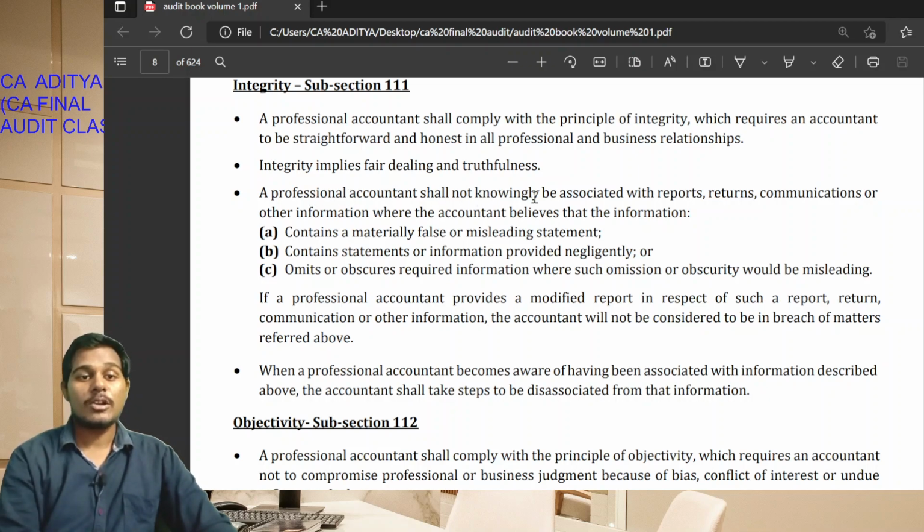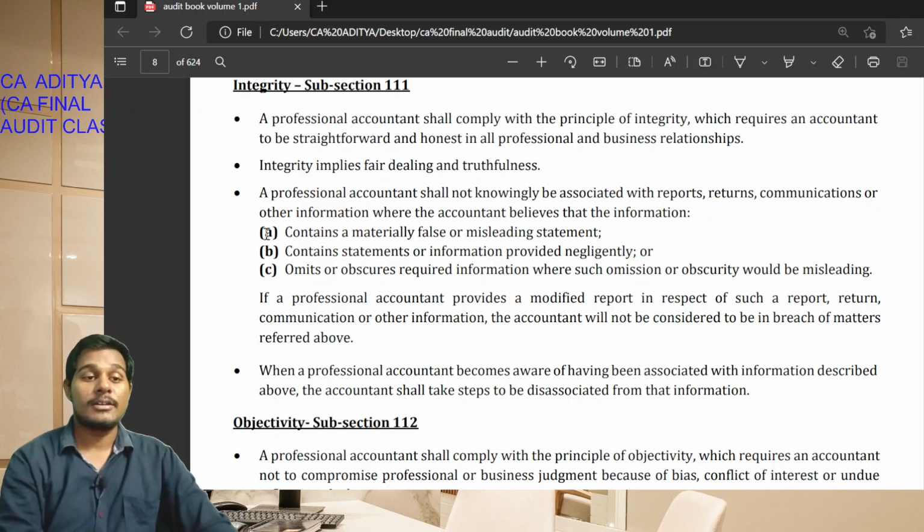A professional accountant shall not knowingly be associated with... See students, a chartered accountant should not knowingly be associated with information containing materially false or misleading statements, information provided negligently, or information that misleads through omission or obscurity. In such cases, the auditor should not be associated, that is, he should not report or he should not join the audit. Okay students, if a professional accountant provides a modified report in respect of such report, written communication or other information, the accountant will not be considered to be in breach of the matters referred to above.